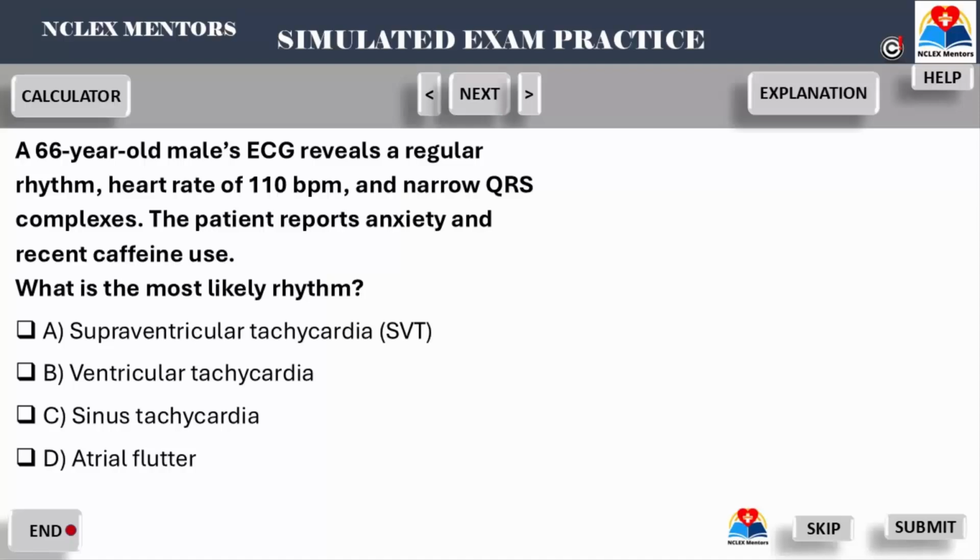A 66-year-old male's ECG reveals a regular rhythm, heart rate of 110 BPM, and narrow QRS complexes. The patient reports anxiety and recent caffeine use. What is the most likely rhythm? A. Supraventricular tachycardia, SVT. B. Ventricular tachycardia. C. Sinus tachycardia. D. Atrial flutter.